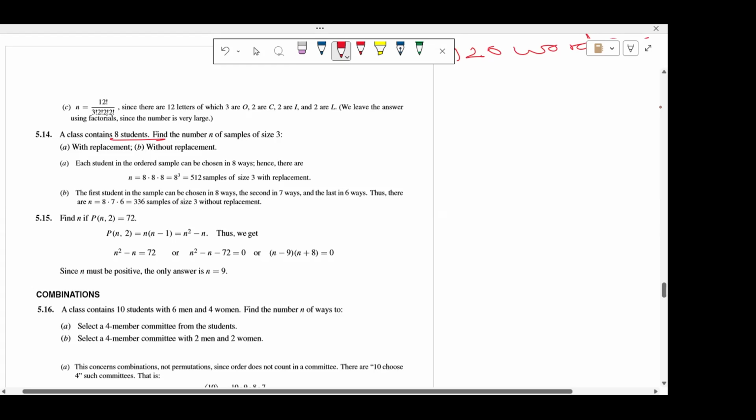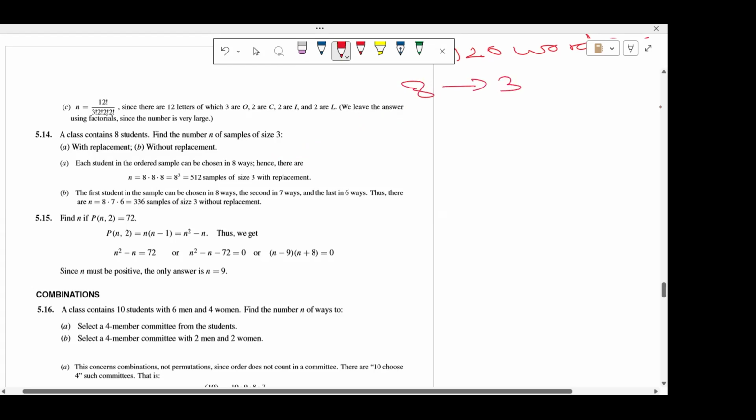Okay, just think about it. Maybe in this question they have some confusion, so we cannot find out whether it's a permutation question or a combination question. They have not clearly mentioned this. A class contains 8 students. Find the number of samples of size 3. So from these 8 students, we need to select 3 students.